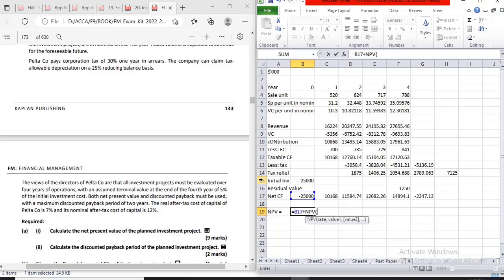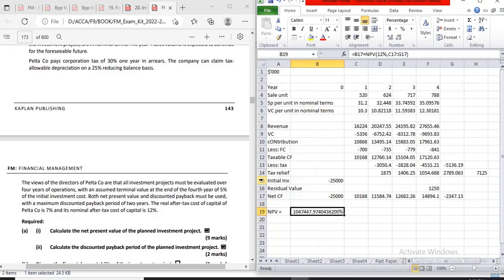Both net present value and discounted payback must be used, with a maximum discounted payback period of 2 years. The real after tax cost of capital of Pelta company is 7% and its nominal after tax cost of capital is 12%. So here we will take 12% because it incorporates inflation in it, and just select the undiscounted cash flow. Okay, so this is our NPV.